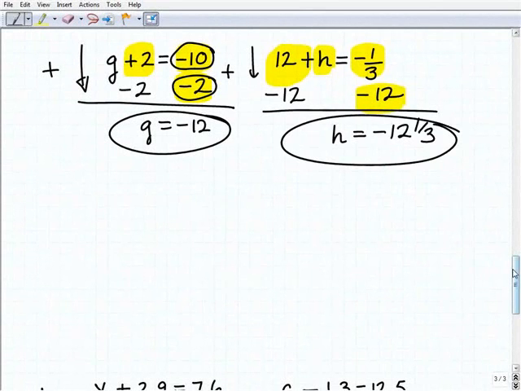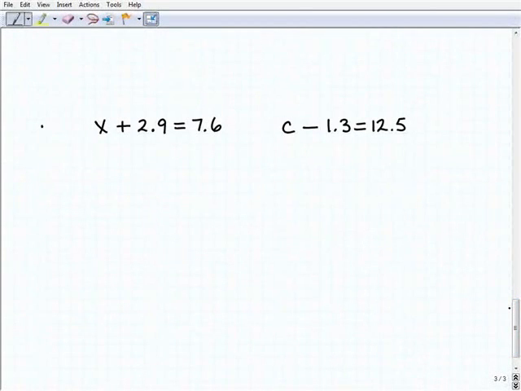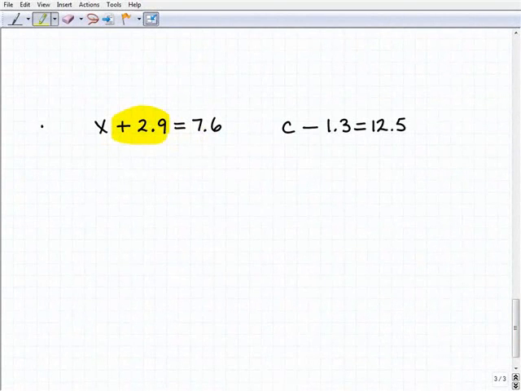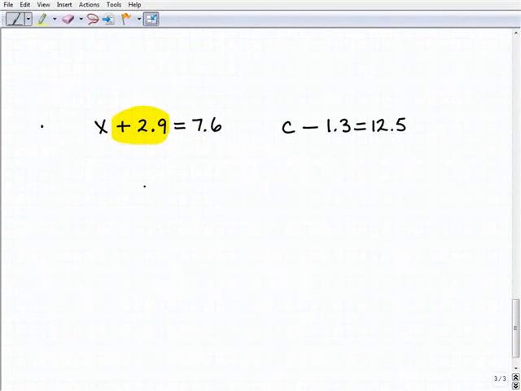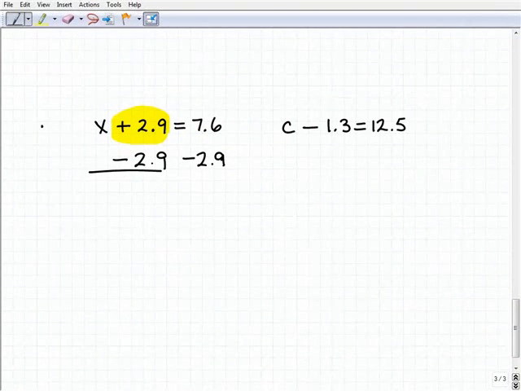Okay, let's take a look at our last two problems here. They involve decimals, but the principle is still the same thing. We're not changing anything but the number types. So we have x plus 2.9 equals 7.6. I have 2.9 in front of my x, so I want to subtract 2.9 from the left-hand side, so I'm going to subtract 2.9 from the right-hand side of the equation.